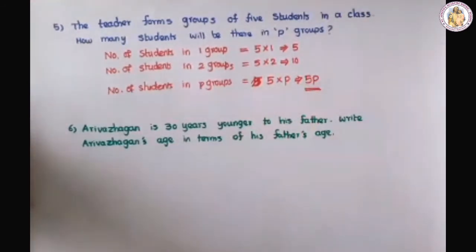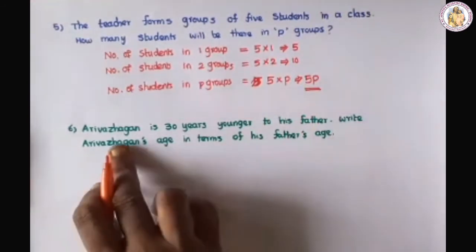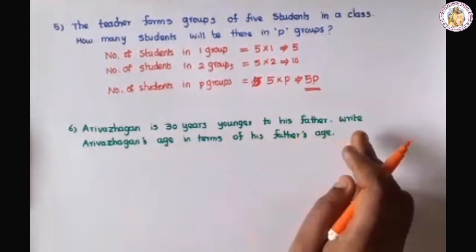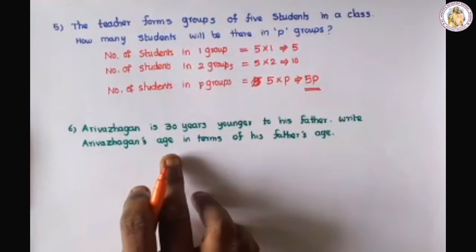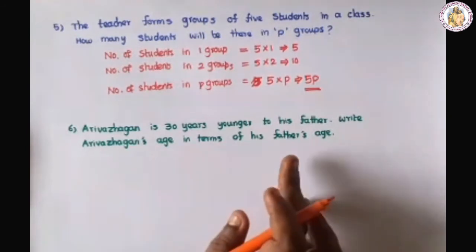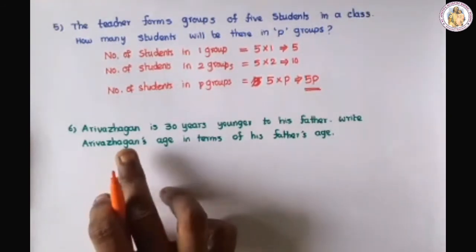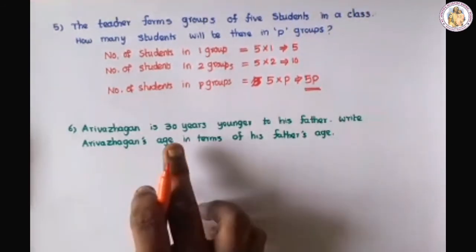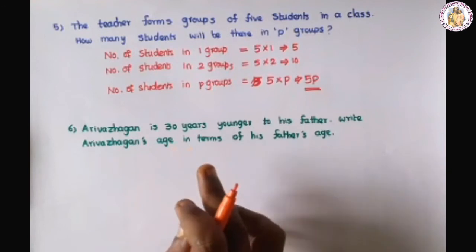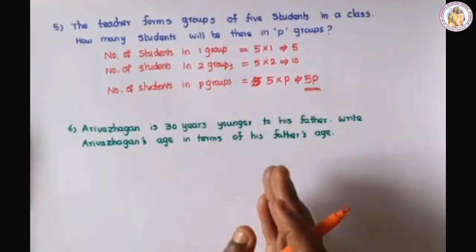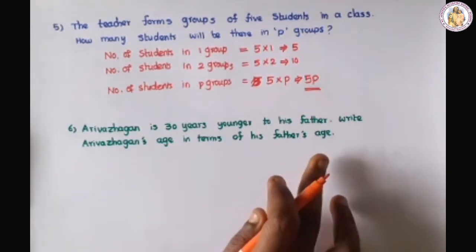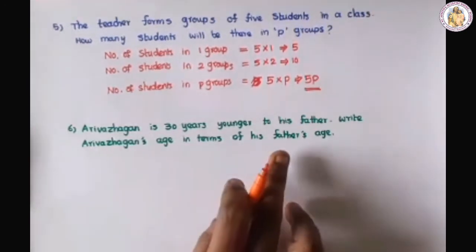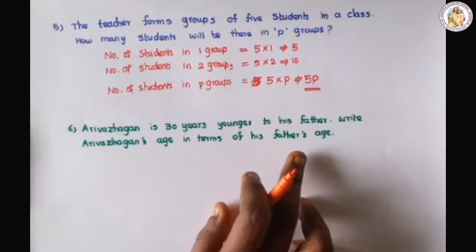Next one. Arivalagan is 30 years younger than his father. Write Arivalagan's age in terms of his father's age. Listen, Arivalagan is 30 years younger than his father. That means 30 years less than his father. Write Arivalagan's age in terms of his father's age. We don't know his father's age also.